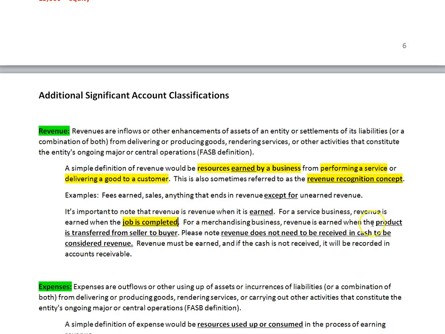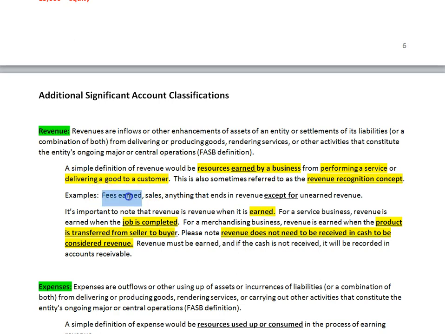If we're a merchandising business and we have a product to sell, it's when the product transfers from the seller to the buyer. Again, very important. The key word here is earned. The revenue does not need to be received in cash to be considered revenue. The job needs to be completed, or the goods need to transfer from the seller to the buyer. We do not need to receive cash. It's one of the most common misunderstandings for new accounting students.